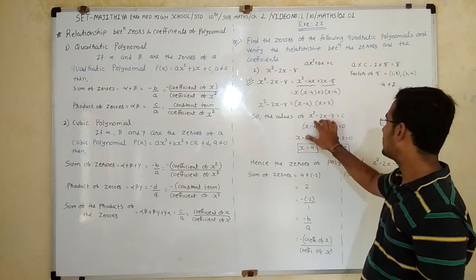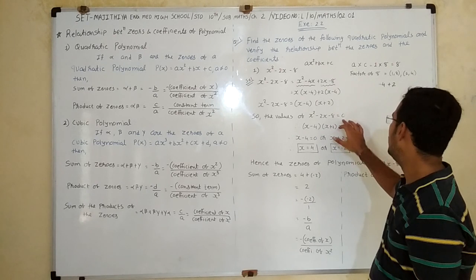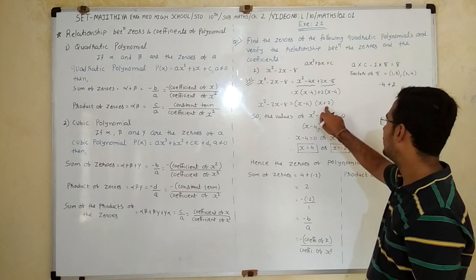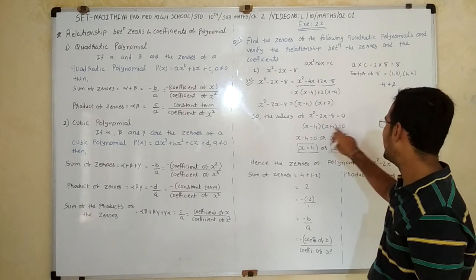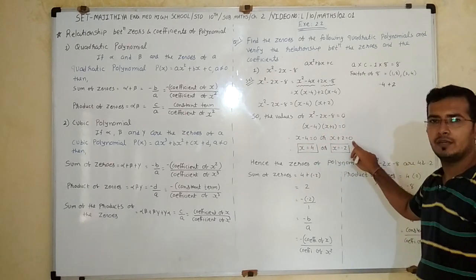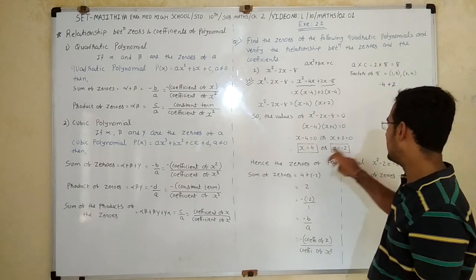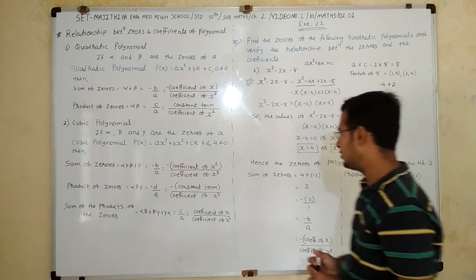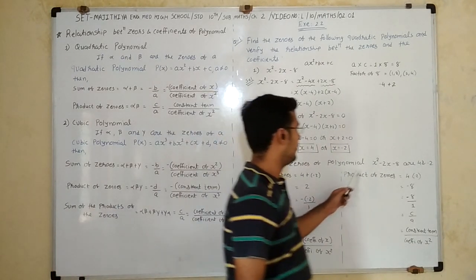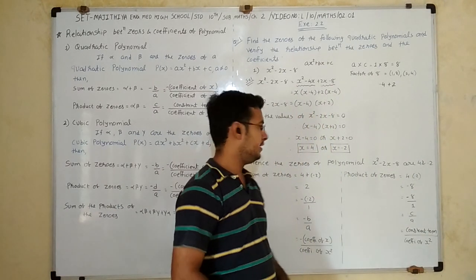So we take x square minus 2x minus 8 is equal to 0. Now I write the factors: x minus 4 times x plus 2 is equal to 0. Now separately, x minus 4 is equal to 0 or x plus 2 is equal to 0. So I get x is equal to 4 and x is equal to minus 2. Hence the zeros of the polynomial are 4 and minus 2.